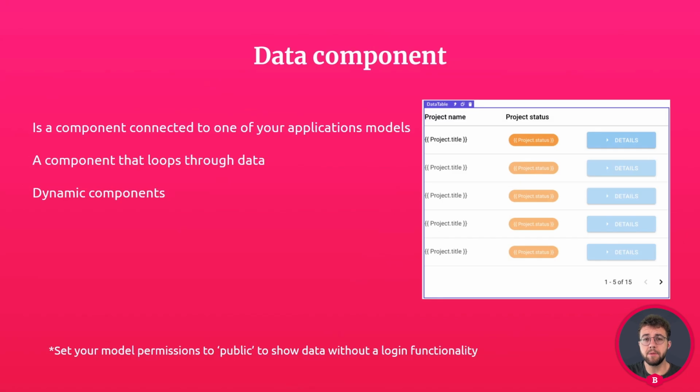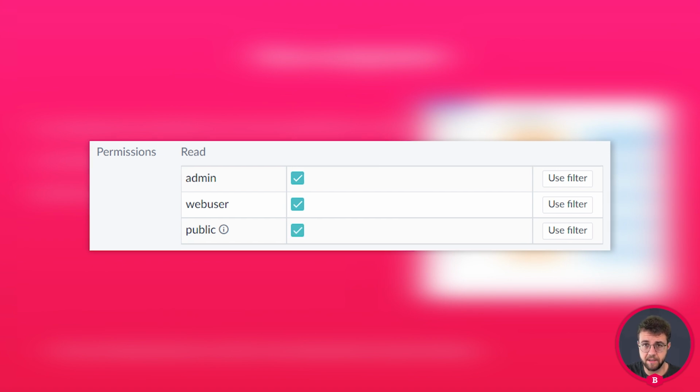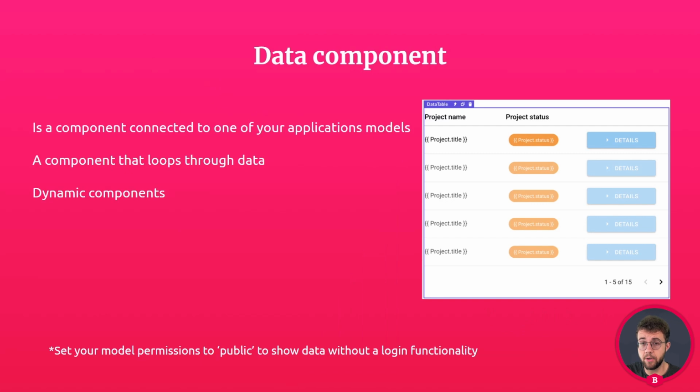The data components are components connected to one of your application's models. It's a component that loops through your component's data and shows it in the component. These are dynamic components because you can set them up to show all different kinds of things. And to get this to work in your front end, don't forget that you have to set your model's permissions to public to show data without a login functionality. So make sure that you have a login functionality or set the public check on your data model's permission check.